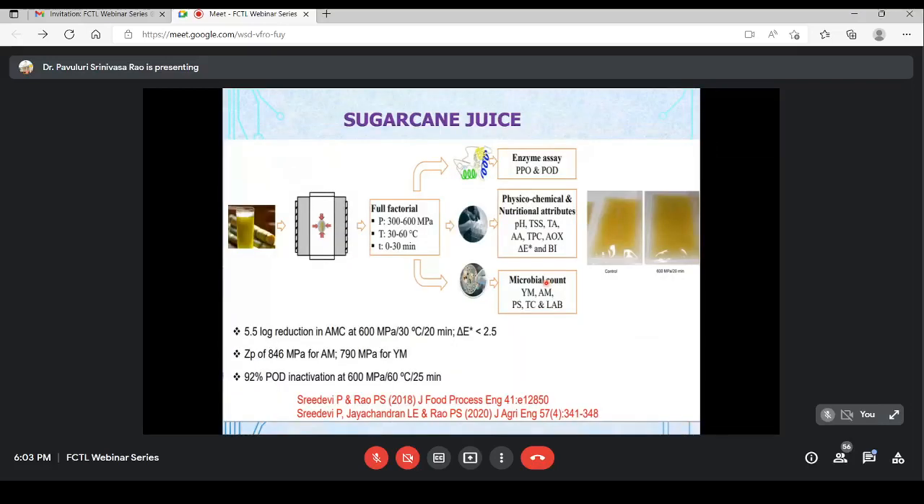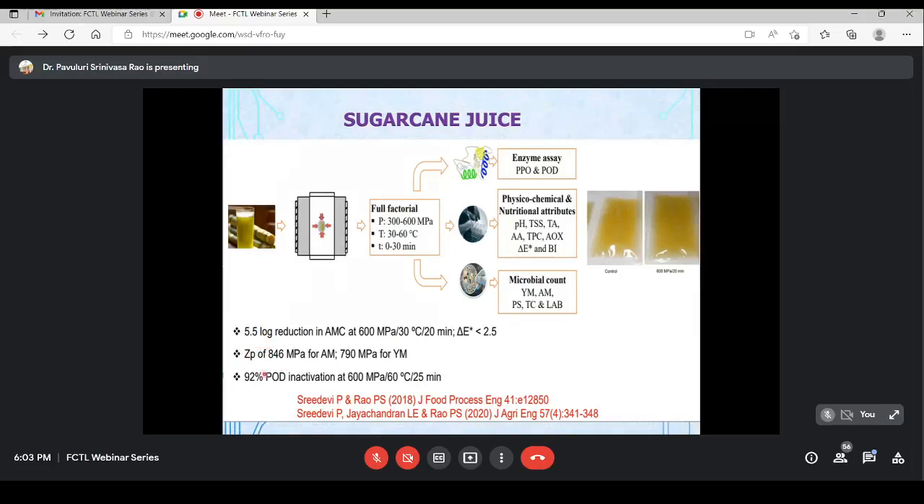Another study we carried out is on sugarcane juice, where a 5.5 log cycle reduction in aerobic mesophiles was possible at 600 megapascal, 30 degrees centigrade, and 20 minutes. One thing can be observed here. In the previous cases, we could get a 6 log cycle reduction even with a 10 minute treatment or below. But here we are not getting a good log reduction because of the high sugar content. Even for a 20 minute treatment, we are hardly getting to a 5.5 log cycle reduction. That is one of the major problems.